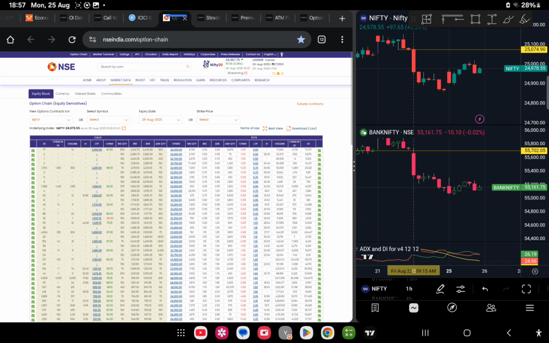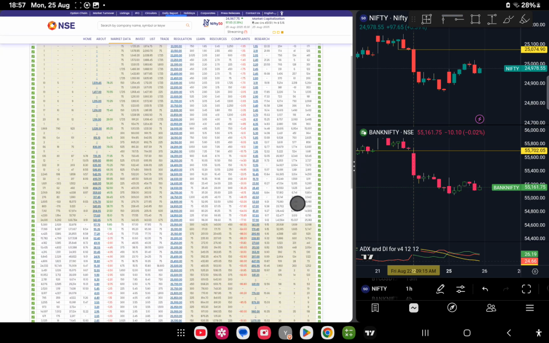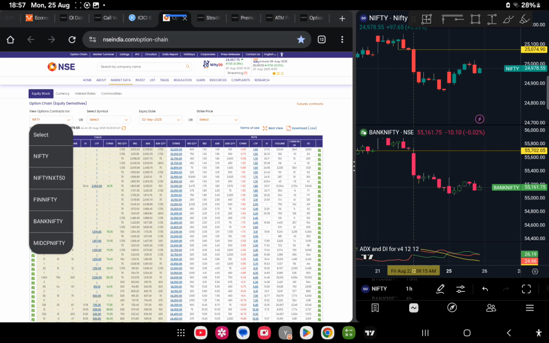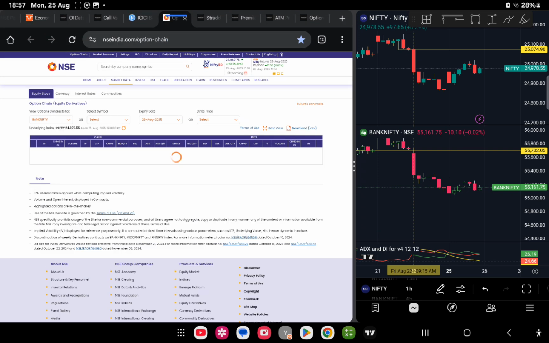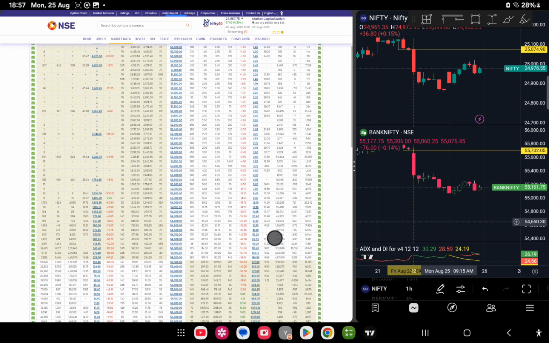Now we'll move on. We'll quickly check the next expiry as well, and you could see not much of a change, same price action, but the decay is a bit slower. Now we'll check Bank Nifty; Finnifty and Midcap Nifty is your homework. Bank Nifty open is 55,000.